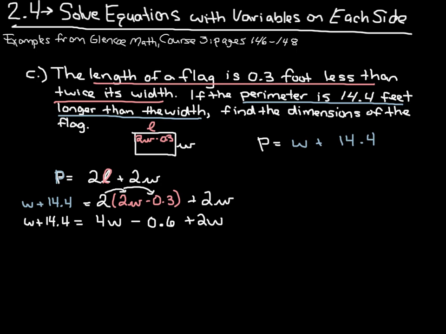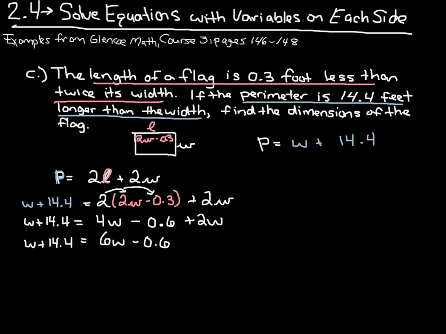One of the key things before you decide to move variables or anything from the left to the right or the right to the left is to make sure everything is simplified on the sides. Now the left side is simplified. The right side is not yet. I have a 4W and plus 2W. I can add those. So that W plus 14 4/10 is equal to 6W minus 6/10, as I simply added 4W plus 2W to get the 6W.